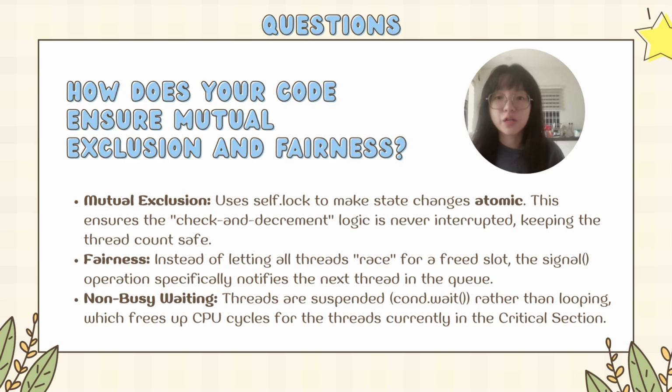Finally, how does your code ensure mutual exclusion and fairness? Mutual exclusion is ensured because of the internal self.lock in Task 1, which makes the semaphore value updates atomic. Fairness is achieved because the signal operation doesn't just increment a number, it performs a direct notification to the next waiting condition variable. This non-busy waiting approach is not only fair but also CPU efficient, as blocked threads don't consume power while they are waiting.